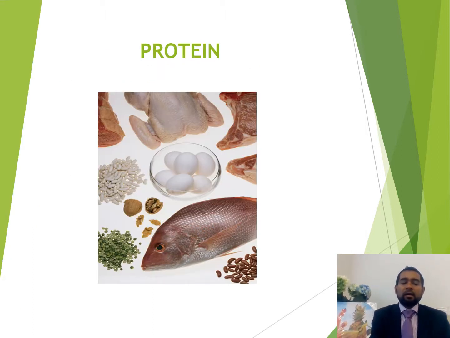So the second macronutrient is protein. Protein is another confusion for us in society. Again, in the class I will be teaching you what you need to learn to take care of yourself and take care of your patients as a nutritionist. Protein is the most confusing topic or element in society.